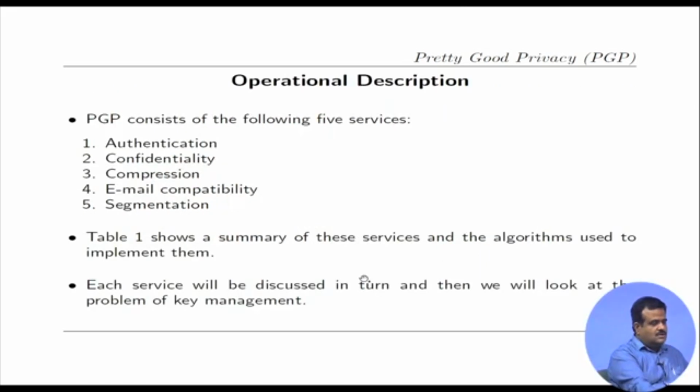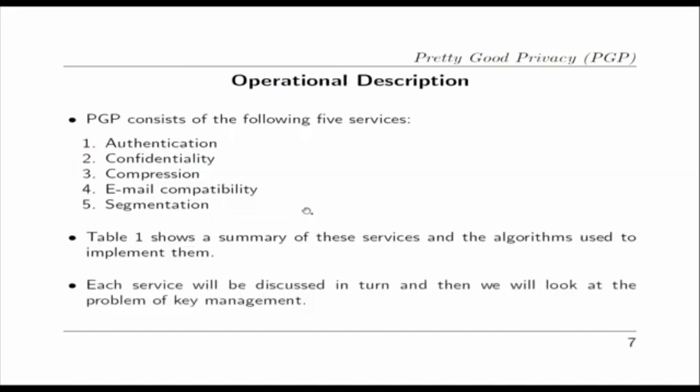So this is the operational description of PGP. PGP consists of basically five services. One is authentication, the next one is confidentiality, another one is compression, then email compatibility, and then segmentation. Table 1 shows a summary of these services and the algorithms used to implement them.